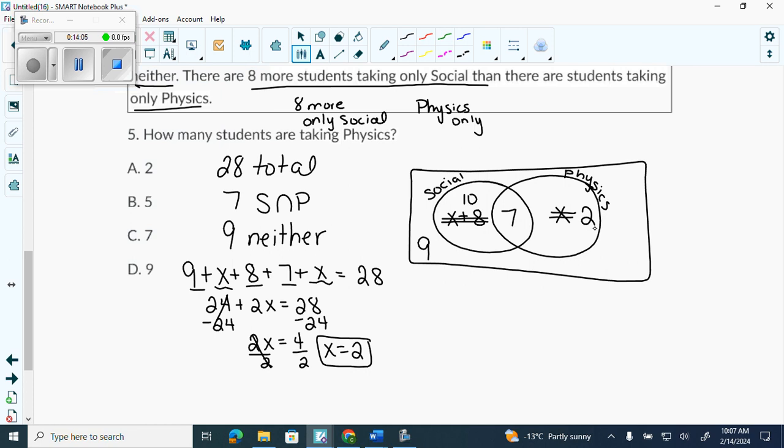Okay? So let's answer. How many students are taking physics? Does it say physics only? What would physics only be? 2. What would social only be? But I asked for physics. So anyone taking any sort of physics, even if they're taking something else, counts. Right? So how many people are taking physics? The 2 taking physics only, and the 7 here are still taking physics. They happen to be taking social, but I don't care. So how many are taking physics? 9.